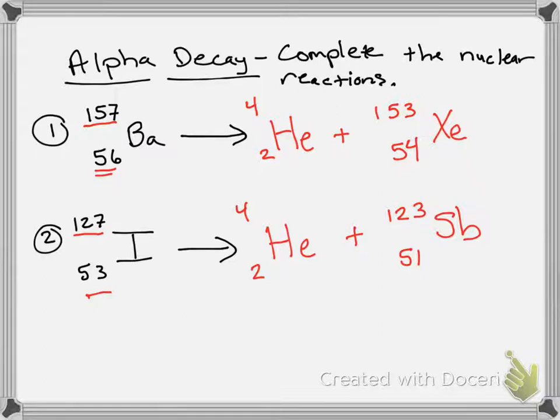You can check your work by adding the numbers on the right. They should equal the numbers on the left. So 153 plus 4 is equal to 157. 51 plus 2 is equal to 53. Oops, no it's not. Oh yeah, it is. Okay, sorry about that. All right, everything is correct. Let's move on to beta.